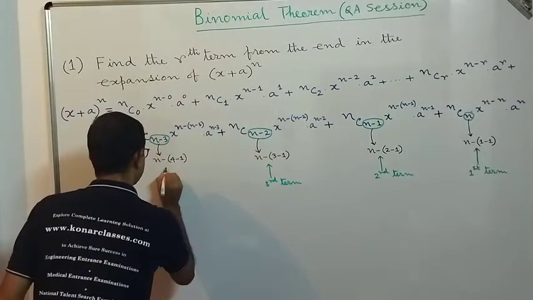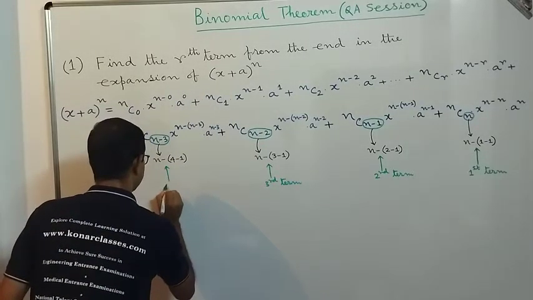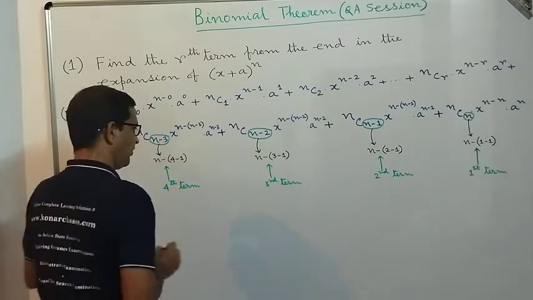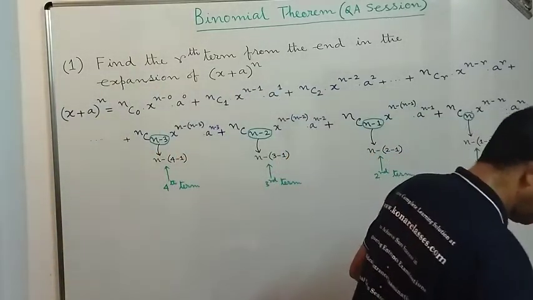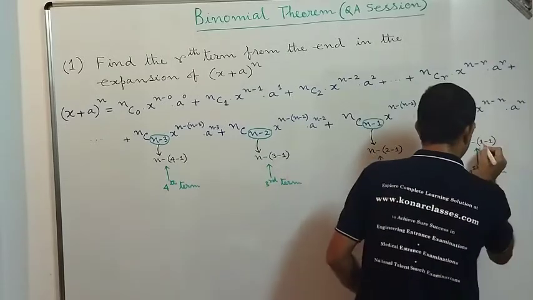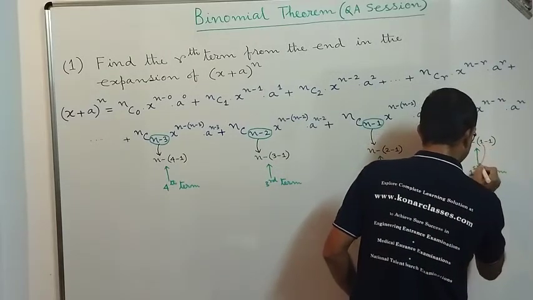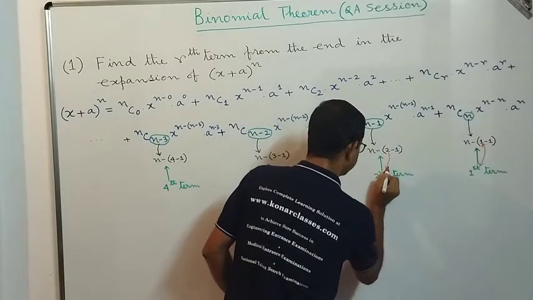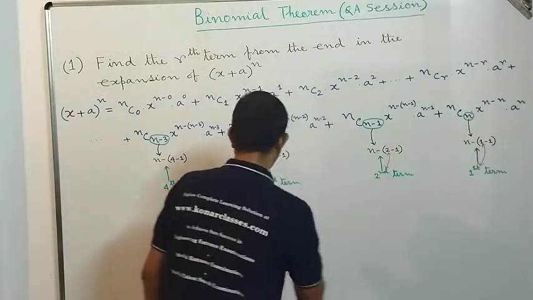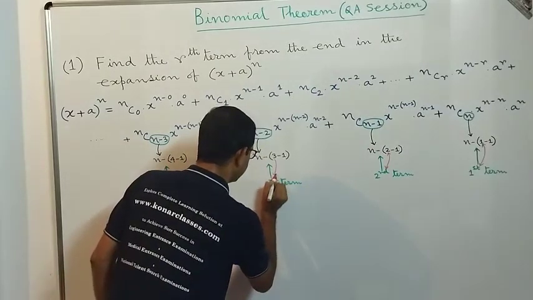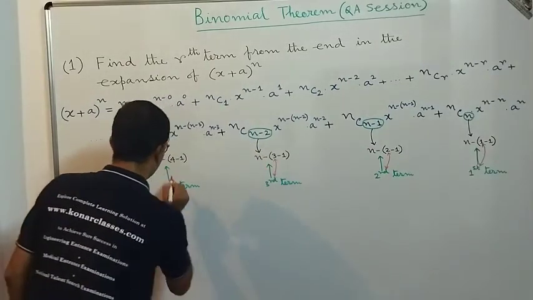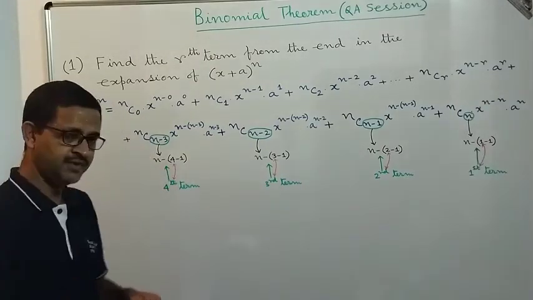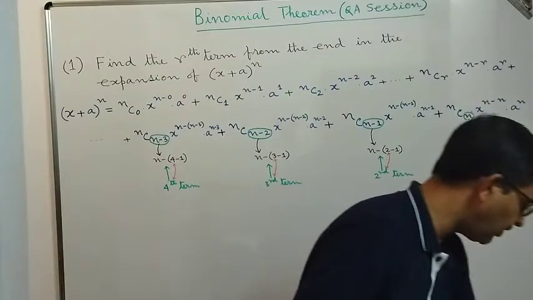Okay, this is the fourth term from the end. Now, as I was telling you a minute back, this 1 is associated with first, this 2 is associated with second, this 3 is associated with third, this 4th is associated with 4. So in that way, if we proceed, what can we write?